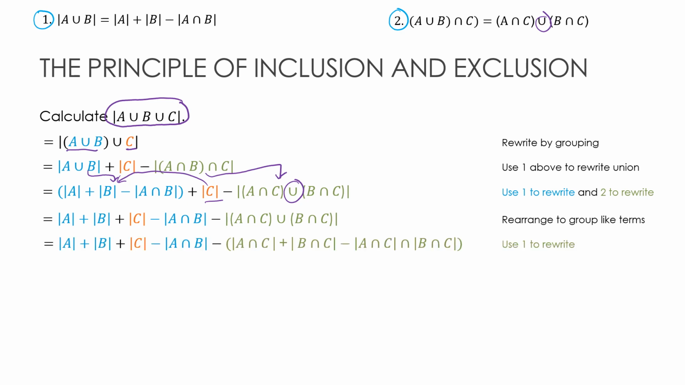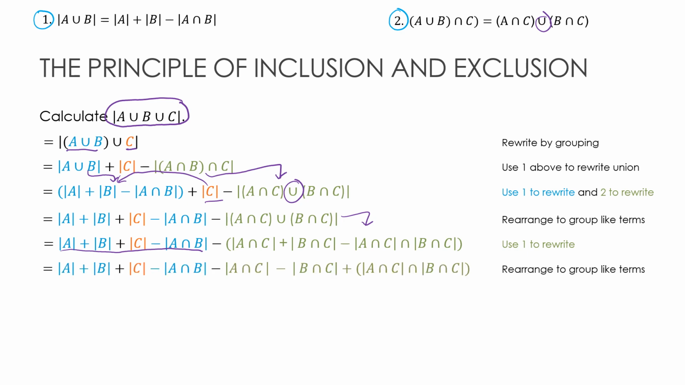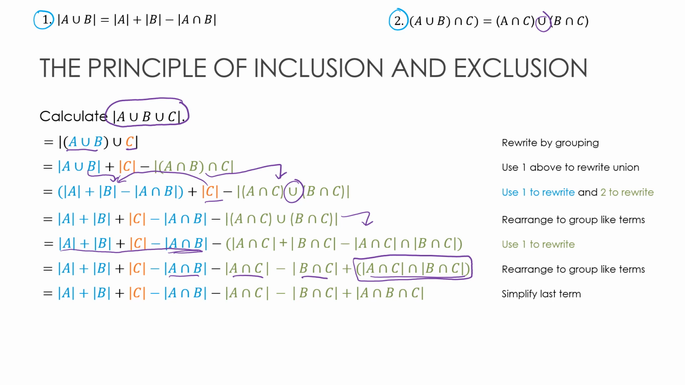Now I'm going to rewrite again. So again, everything here, if you'll notice, stayed the same. Only my green guy got rewritten. Now I'm going to rearrange again because here I have 2 sets together. So now I've got 2 sets, 2 sets, 2 sets, and then something a little bit more complicated. So obviously I'm going to work on this complication next. And that complication is essentially saying if I have the intersection of A and C with the intersection of B and C, then I'm really finding the intersection of A and B and C.